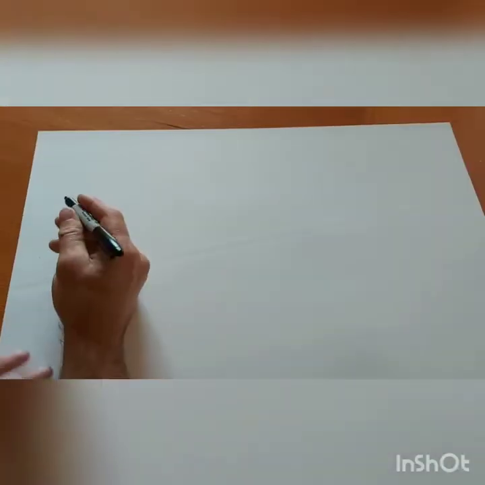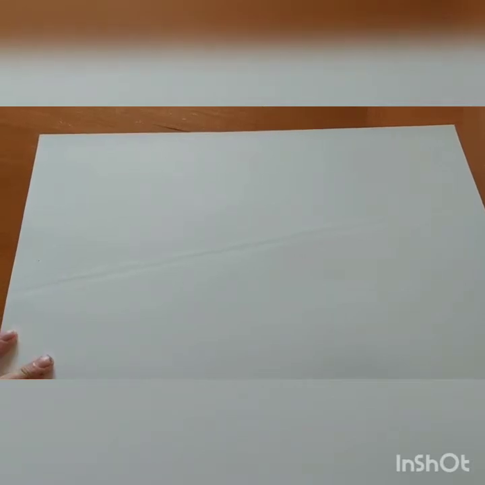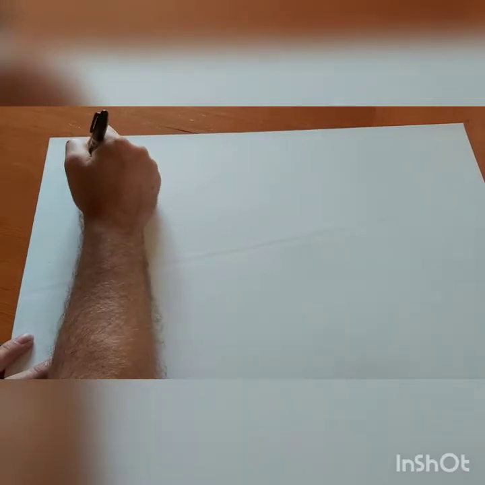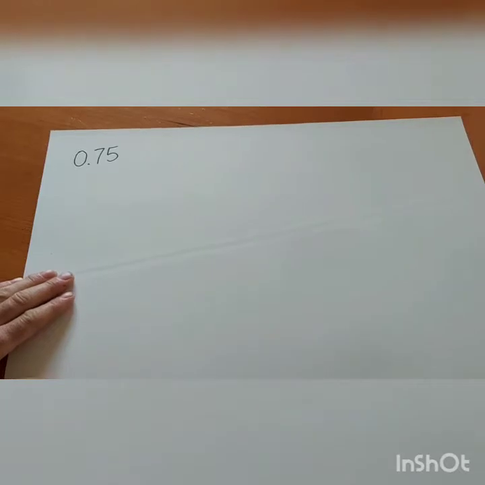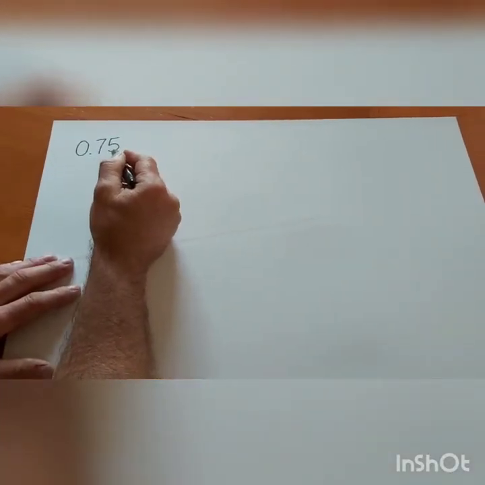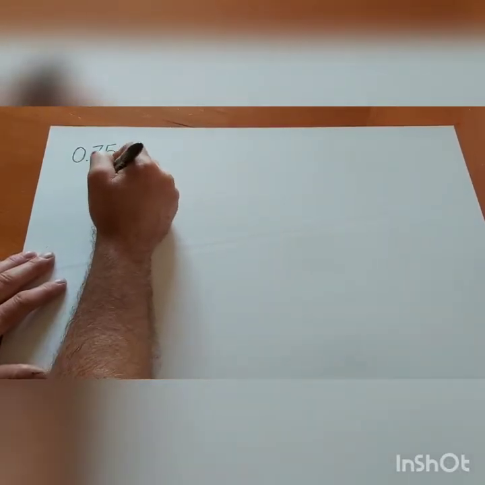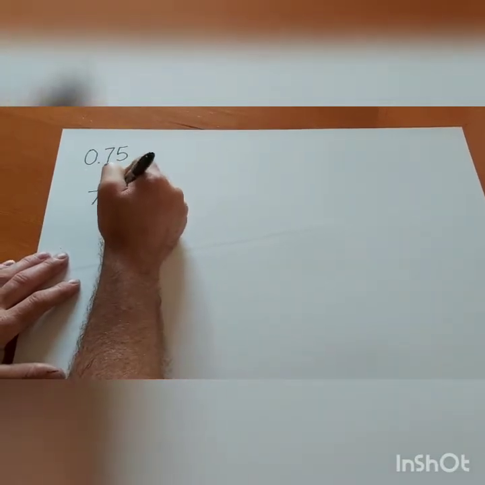Okay, so now I'm going to talk about changing decimals to fractions, fractions to decimals, and comparing the two. I'm going to start off with a decimal point. Here I have 0.75, or 75 hundredths. My 7 is in the tenths, my 5 is in the hundredths. We read this as 75 hundredths. I could also write this as 75 over 100.